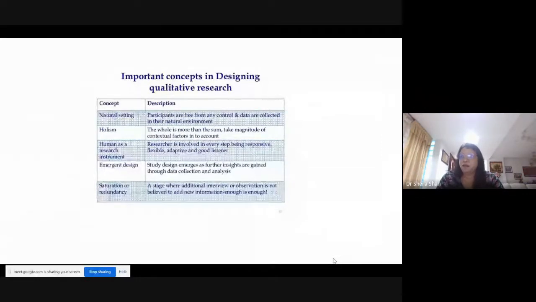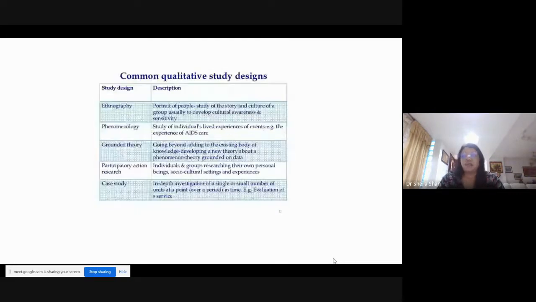And when to stop collecting the data? When you feel your data is saturated, there is no more new information, you already got all the information that you want, you are getting back the same responses, then you know your data is already saturated. So these are the common qualities.